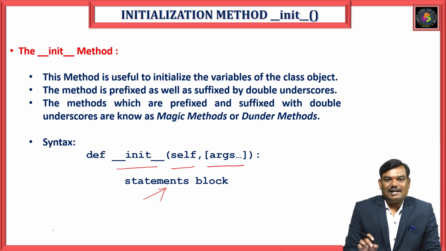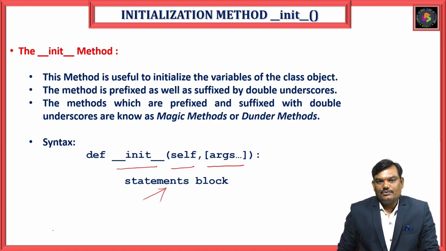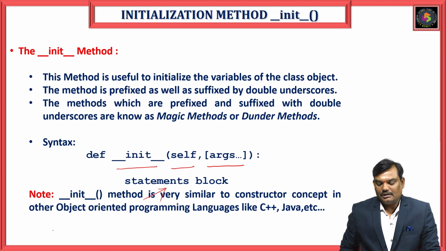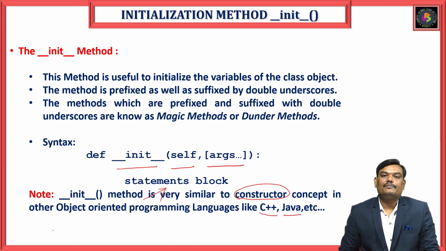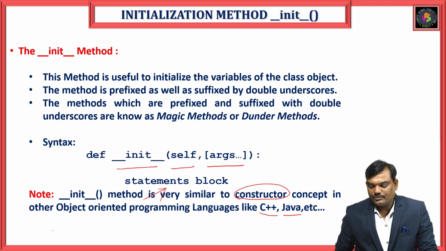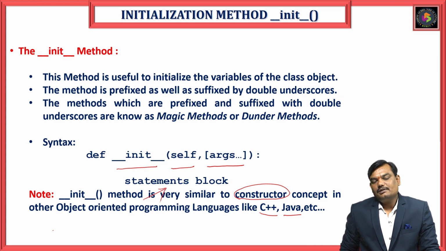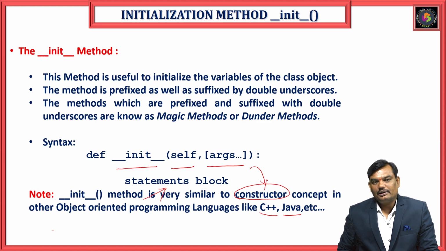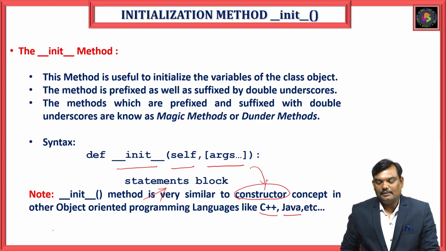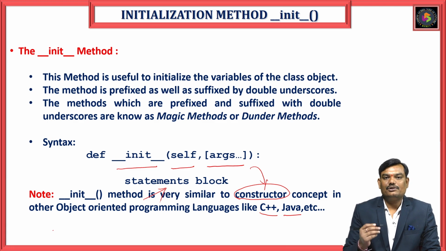As I said, the initialization method is used to initialize the class objects. This method is very similar to a concept called a constructor in programming languages like C++ and Java. There we call them constructors. So the initialization method in Python programming is very similar to a constructor in Java programming and C++ programming. So we use this function to initialize the members of a class.